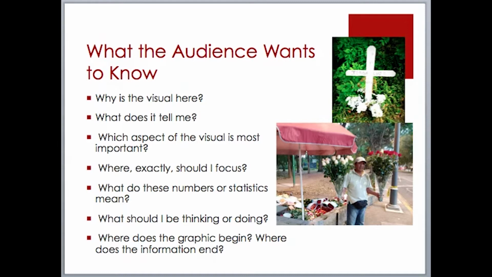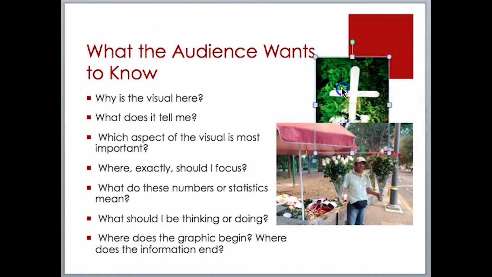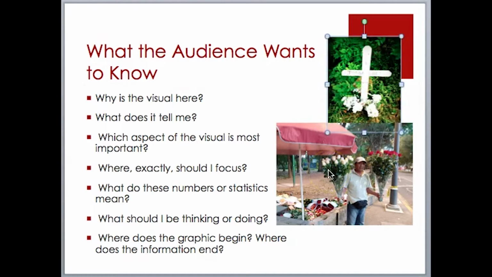So they might ask, why is the visual here? What does it tell me? Which aspect of the visual is most important? Where exactly should I focus? And see, these questions help you with the arrangement. You might say, I need to put this cross someplace else. I need to make it bigger. Or like the guy who's selling roses on the street in Mexico City. What's the story behind that? What do I want to focus on? Do I want to focus on the bouquets of flowers, or do I want to focus on his supply here that he's bought from the wholesalers?